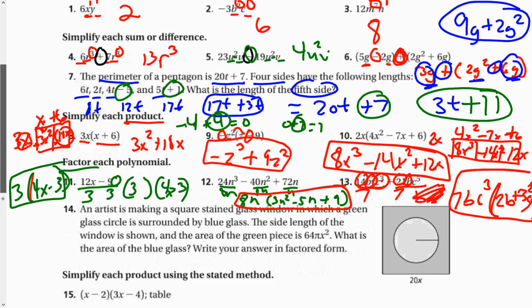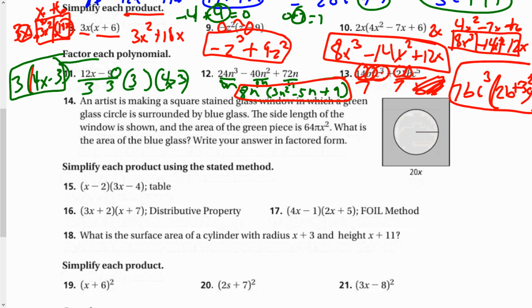So do you think I'm going to do the same thing kind of here? Probably. So I'm looking at the stained glass window. The side length of the window is shown, and the area of the piece is 64 pi x squared. So the side of the square is given by 20x. So can I find the area of this window? 20x times 20x, because it's a square. So that would be 400x squared.